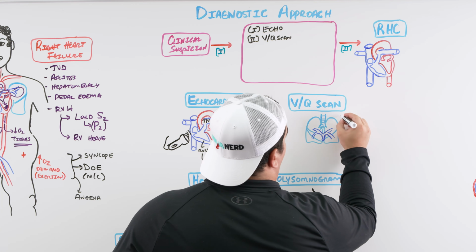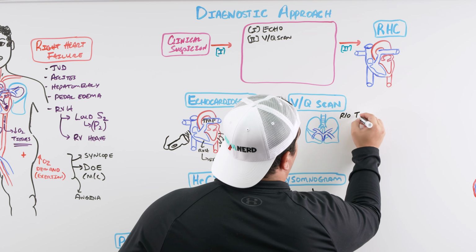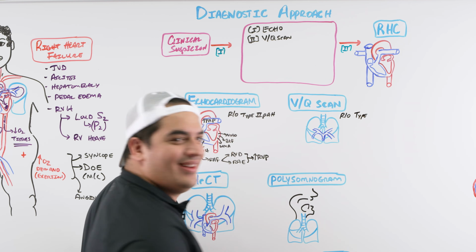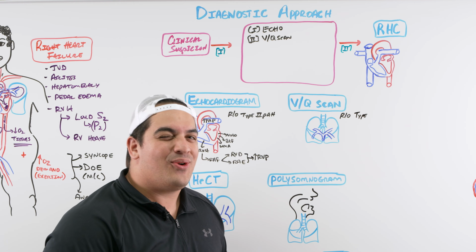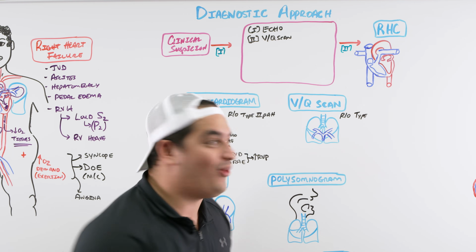The VQ scan will rule out type, well, let's see if you guys know. Would it be type 3, type 4? It's type 4.